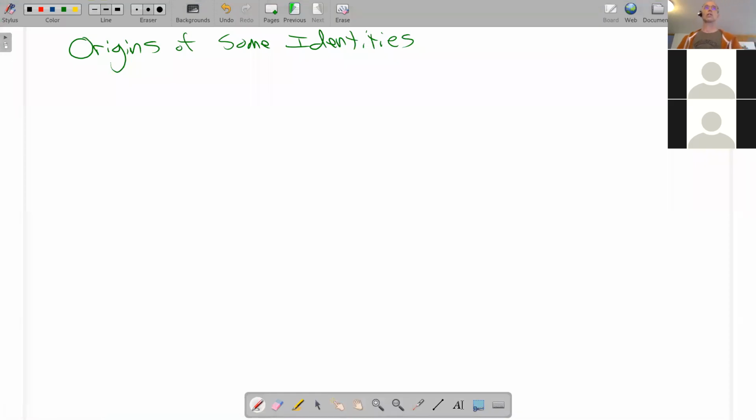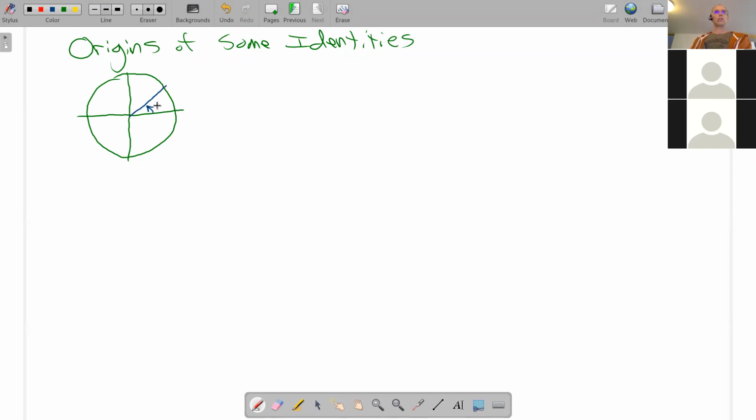Know the history of things. So, origins of some of these identities. So back to the unit circle, which we almost always come back to, y-axis, x-axis, and then I'm just going to pick two angles. So let's pick this angle right here.